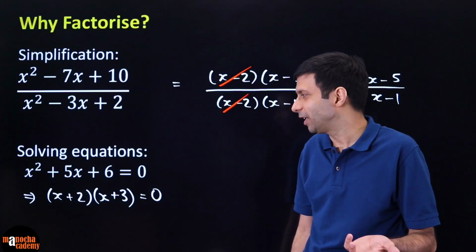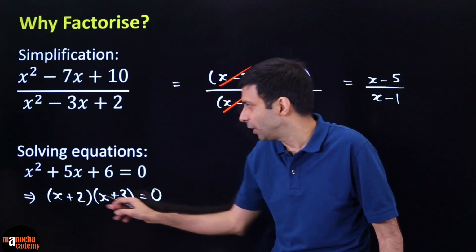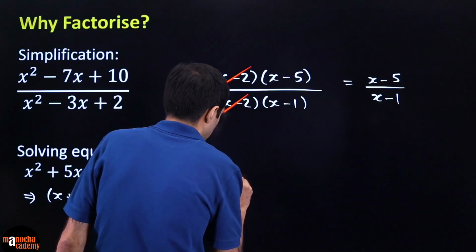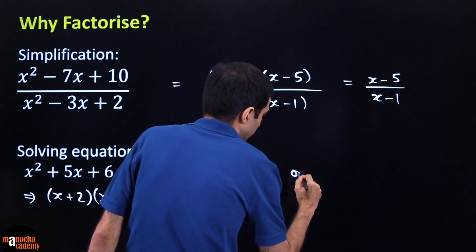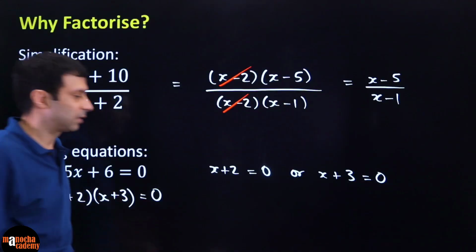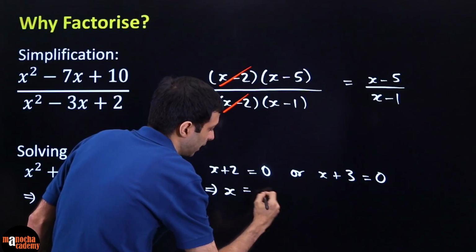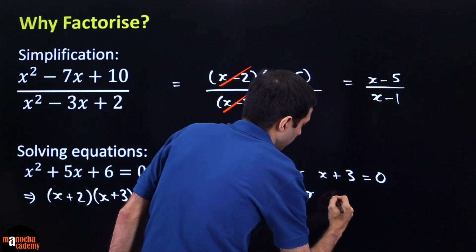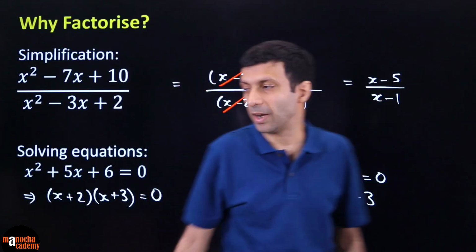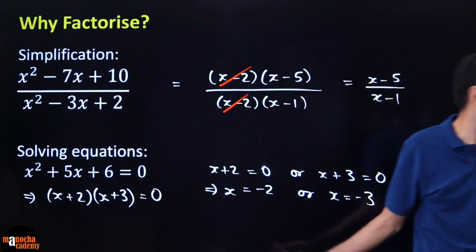So the solution is very easy because if you have these two products, it can only be 0 if either this is 0 or this is 0. So what will be the solution here? So either x plus 2 equals 0 or x plus 3 equals 0. So that means x is minus 2, I am going to take 2 to this side, or x is minus 3. That's our answer. So see, factorization made solving that quadratic equation really simple over here.